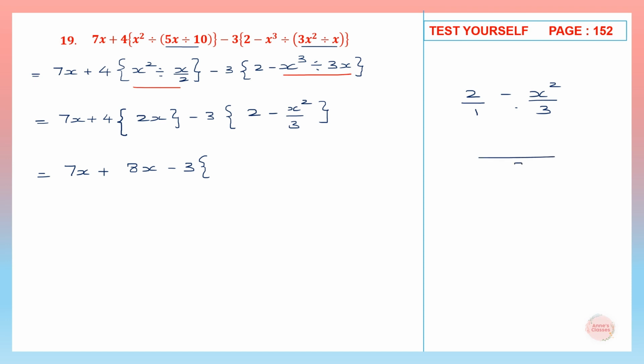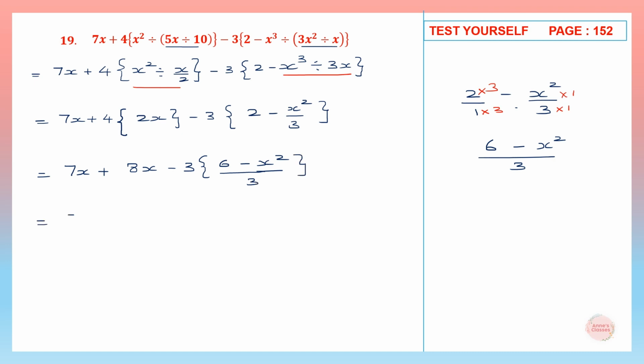The LCM is 3. So here it is 1 into 3. So this is 2 into 3. 2 3s are 6 minus, here we have 3 1s are 3. So x square into 1 is x square. So this is 6 minus x square by 3. So let's write that down. So this is 6 minus x square by 3. This whole thing will be by 3, close brackets.